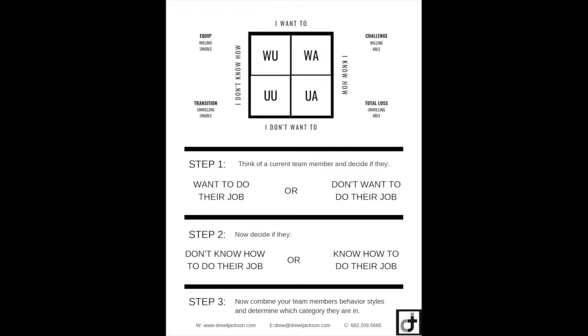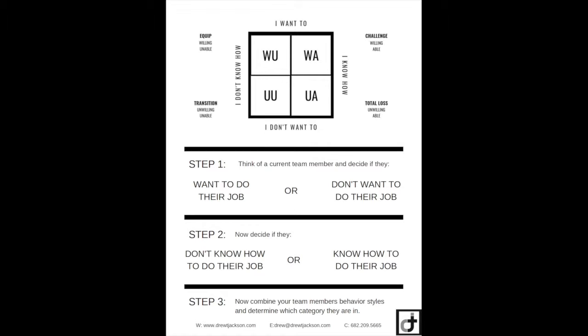So think of a current team member and decide if they want to do their job or if they don't want to do their job. On the quadrant here, I want to, I don't want to. And let's say they don't want to. So you've determined they don't want to do their job. And now, step number 2, let's decide if they don't know how to do their job or if they know how to do their job. All right. So let's say that they don't know how to do their job. If they don't want to and they don't know how, they would be in this UU quadrant in the bottom corner.